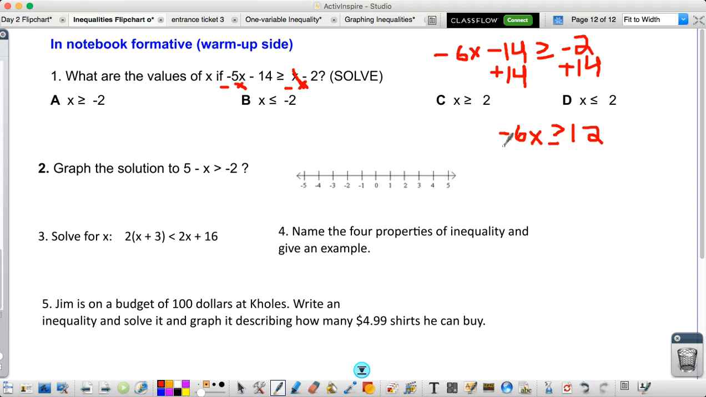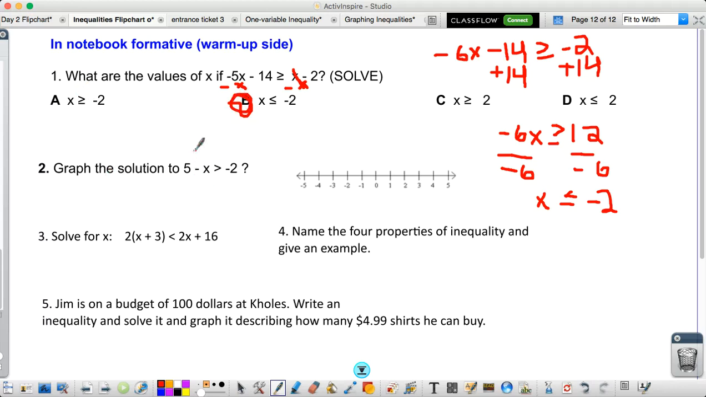Now, I will divide the -6 to cancel it out on this side so that it becomes just x instead of -6x. I have to switch the inequality because I'm actually dividing. That's the rule. I'm dividing by a negative. I get -2. So my answer should have been almost, but this is not less than, so it has to be B.